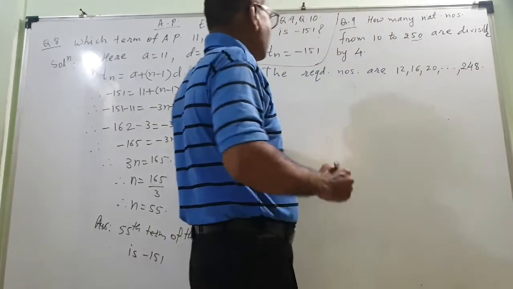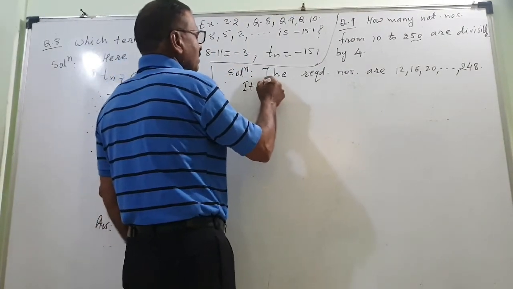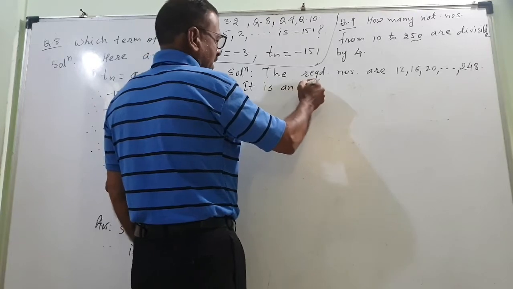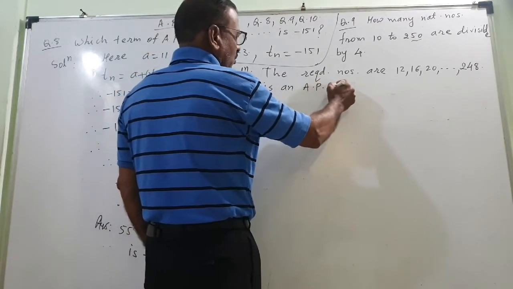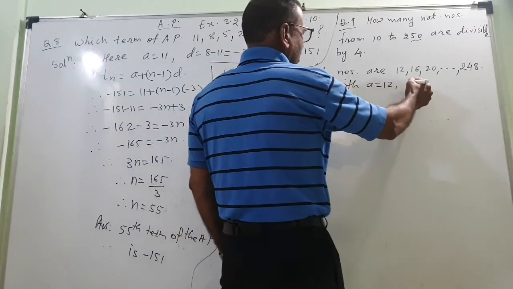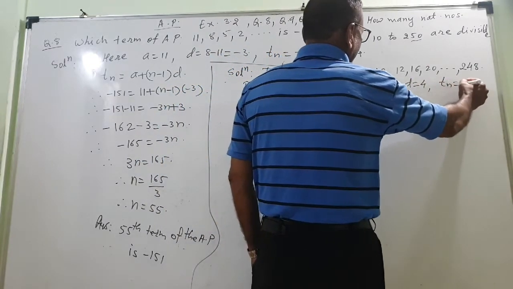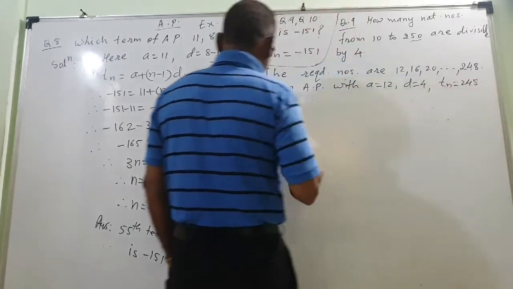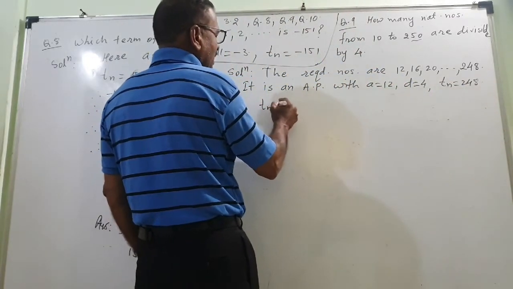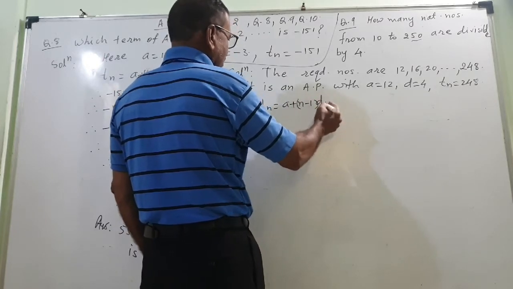This way, it is an AP. Here I will write it is an AP with A equal to 12, D equal to 4 and Tn equal to 248. So use the formula. We know that Tn is equal to A plus n minus 1 into D.